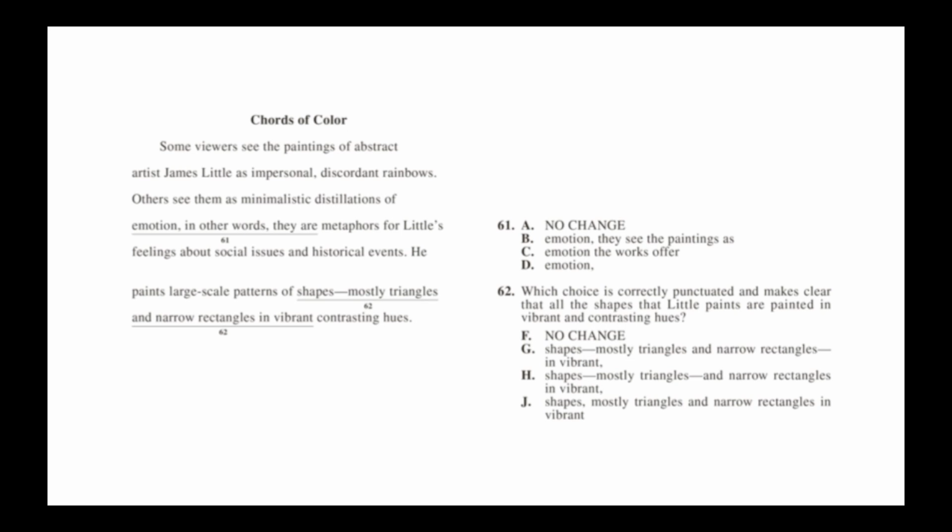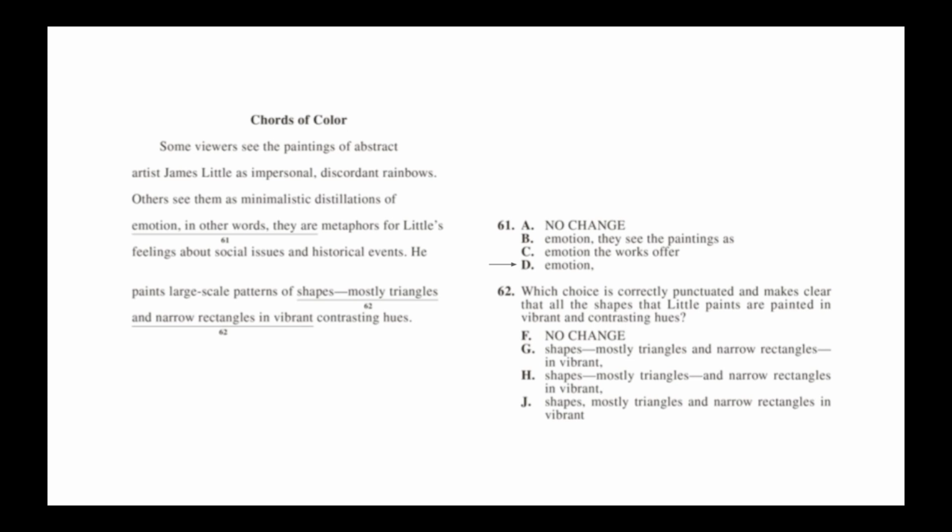And if we were to read the sentence replacing it with D, we can see that the sentence is more correct. Others see them as minimalistic distillations of emotion, metaphors for Little's feelings about social issues and historical events. In this particular instance, D, the emotion comma, is functioning as a word plus a comma that combines an independent clause with a dependent or non-necessary clause. So in this case, we know that D is correct.